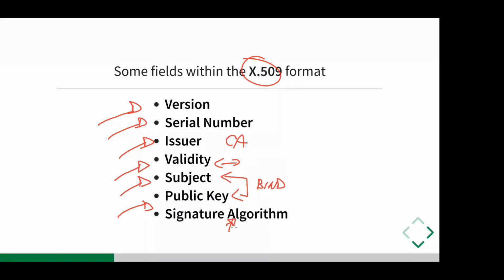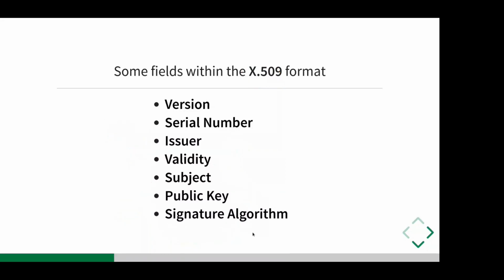And then you have the signature. Actually, you have the signature algorithm, and then you have the signature, which here I forgot, which is the final signature given by the issuer to make the system work. Can you repeat what the subject was?